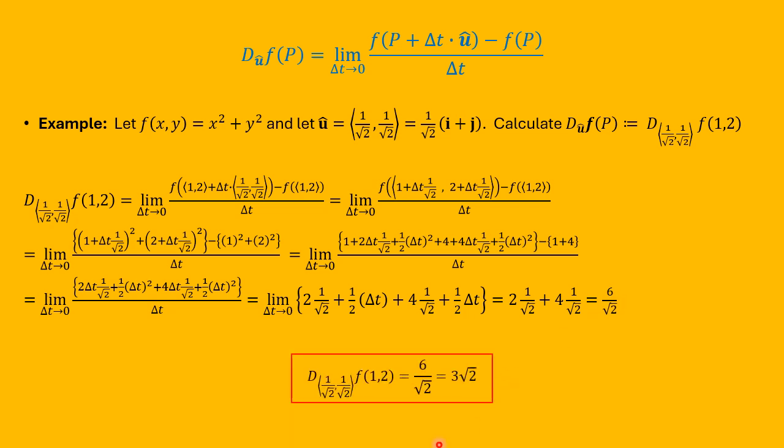So that tells us then that the directional derivative of f in the direction given by this vector right here, evaluated at the point P, which is (1, 2), is 6 over the square root of 2, and this can be simplified a little bit. Multiply both numerator and denominator by the square root of 2, and it simplifies to 3 square root of 2. So going from here to here was just rationalizing the denominator.